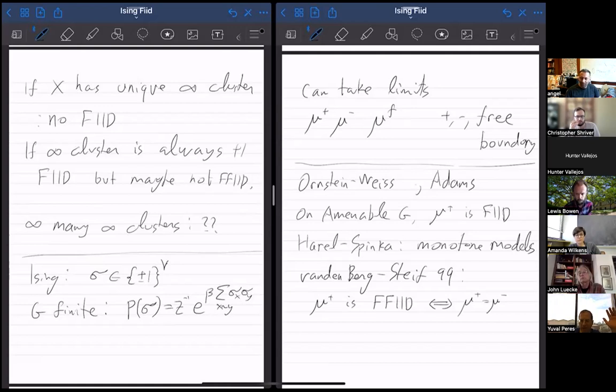Omer, yes? Didn't van den Berg and Steif leave the critical case open? I don't think so. They showed that if beta is below beta c, then it's a finitary factor of IID. But at beta c, they didn't resolve it. So you're saying at criticality mu plus... yeah, it might be. I haven't looked at it recently.